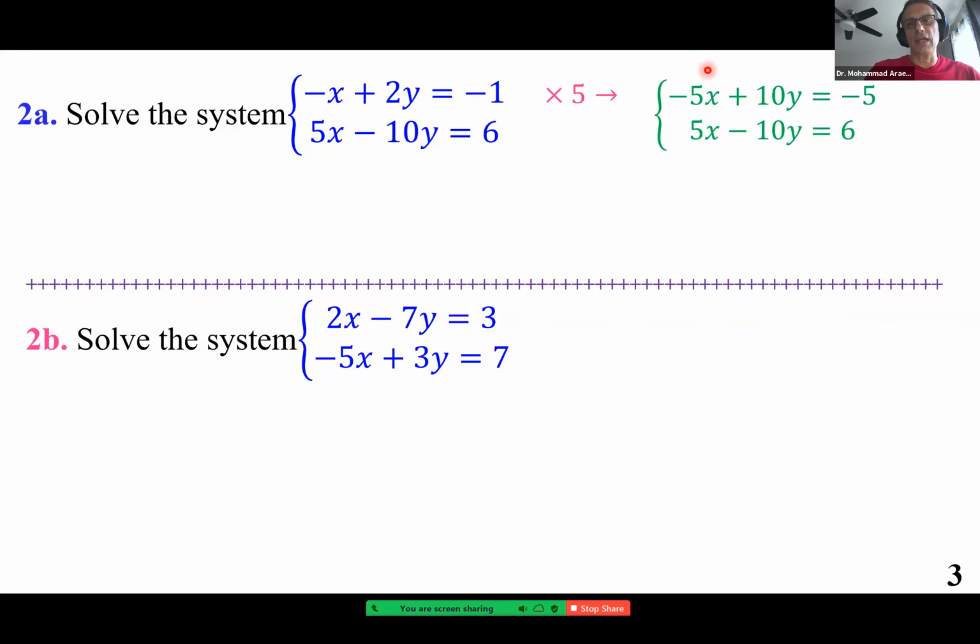I hope you notice they cancel each other. They cancel each other. So 0 equals 1. This is a false statement. Therefore, we have an inconsistent system with no solutions. In other words, if we were to graph, we would end up with parallel lines.